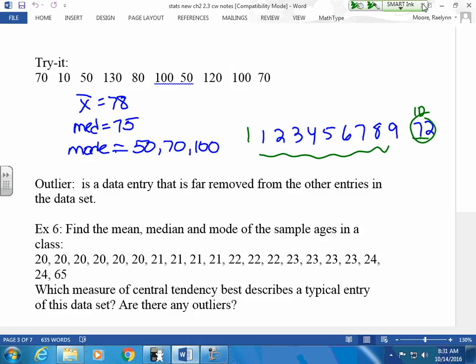What's it going to do to my mean? Increase it, because this number is really, really high. So what happens is it skews my data a little bit. It throws it off. It says, well, you were doing pretty good, but then you threw me this big number, so it looks like your average is a whole lot bigger than this. So that's what an outlier does. An outlier has an effect on your mean, median, and mode.